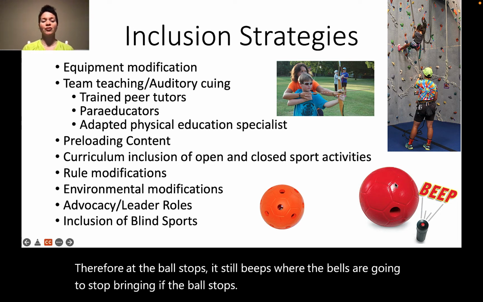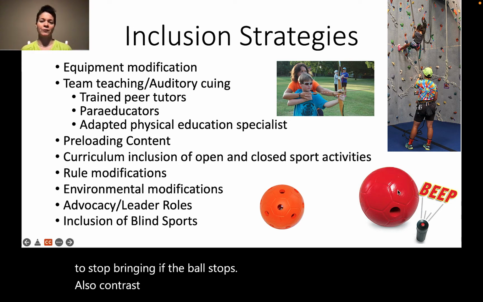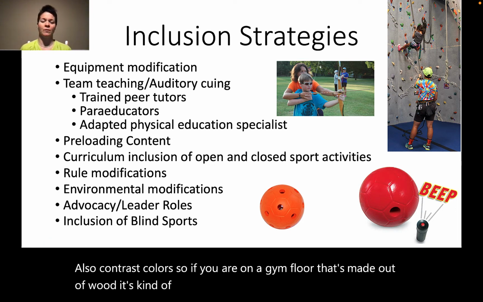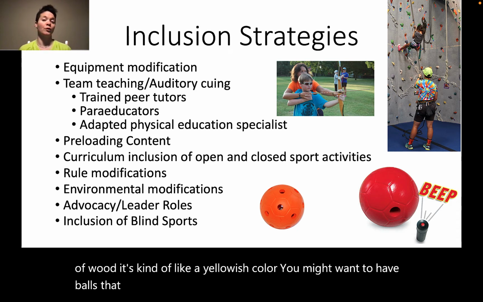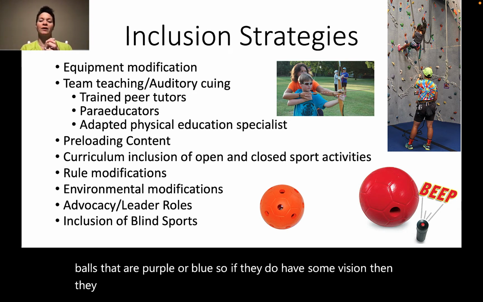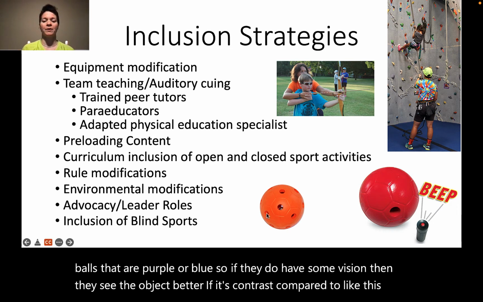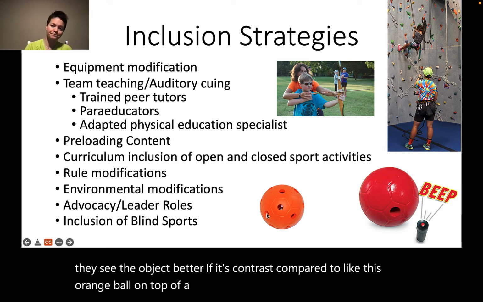Also, contrast colors. If you are on a gym floor that's made out of wood, it's kind of a yellowish color, you might want to have balls that are purple or blue. So if they do have some vision, then they see the object better if it contrasts, compared to an orange ball on top of a yellow wood floor.